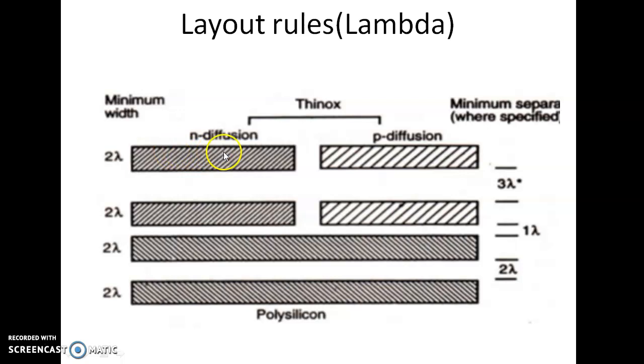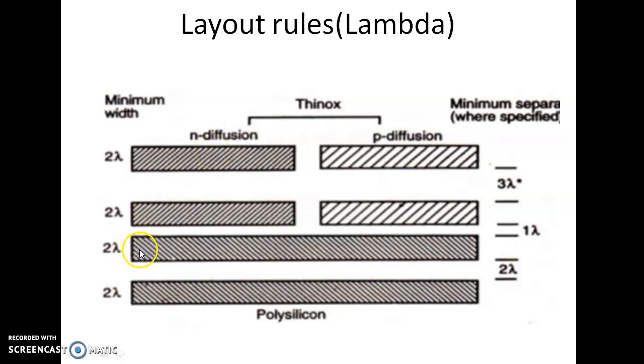So we have this N diffusion and this is P diffusion. What is the difference between N diffusion and P diffusion? The spacing of the lines. Closely spaced lines indicate N diffusion, widely spaced lines indicate P diffusion. The minimum width is 2 lambda. So 2 lambda is the minimum width of N diffusion. Similarly 2 lambda is the minimum width of P diffusion. So diffusion to diffusion, the minimum separation is also to be considered, that is 3 lambda. So 3 lambda is the minimum separation between diffusion to diffusion, and minimum width is 2 lambda.